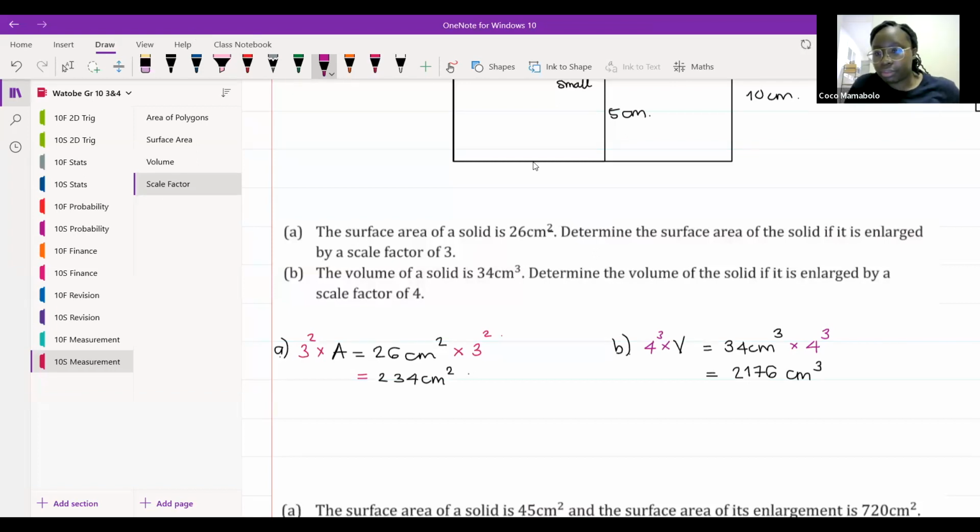Sorry. 4 cubed. Okay, beautiful. It's that simple, guys.